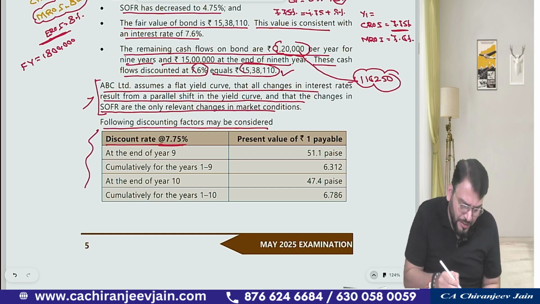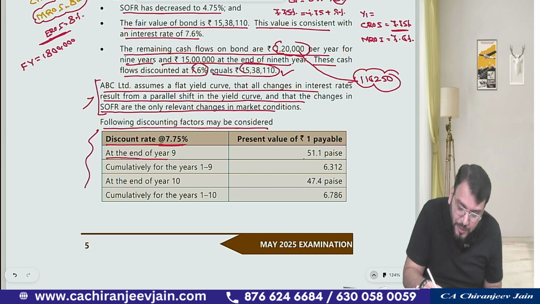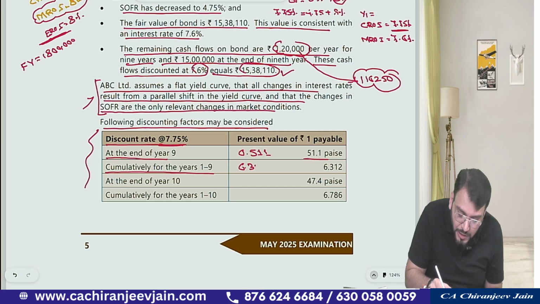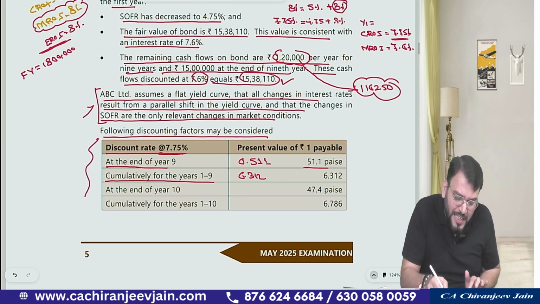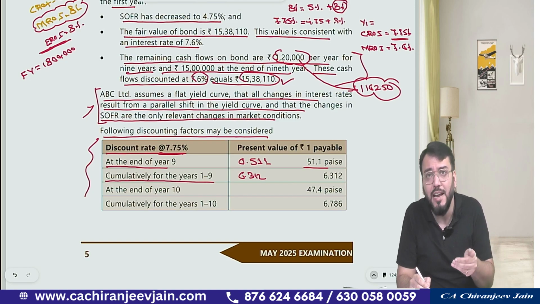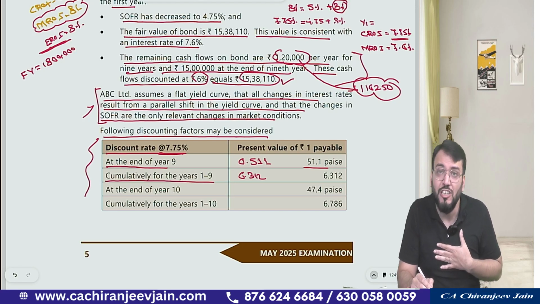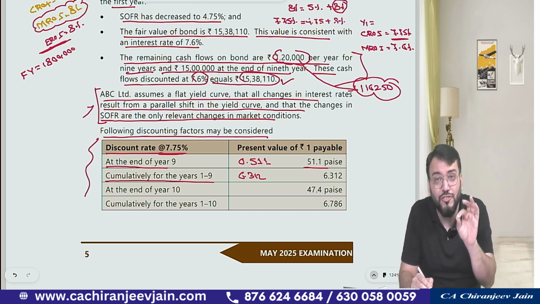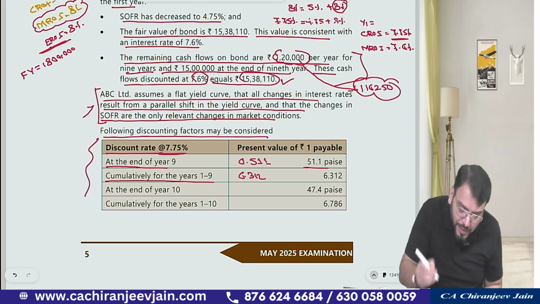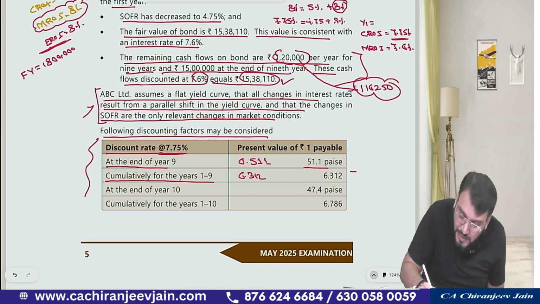Yes, sir. Now let's see what they have given. At the end of 9 years, of course, they have given 51.1 paise. It means this becomes 0.4511, and the cumulative annuity factor has been given as 6.312. Correct? Let us take this contractual cash outflow, because they have already given the contractual cash outflow. So from a solution point of view, we can't change the question. We do not have permission to change the question in the exam hall. Even though you are conceptually strong, if you feel the question is wrong, you have no right to change the question. So based on this contractual cash outflow, it will be 1,20,000 into 6.312. That is equal to how much?